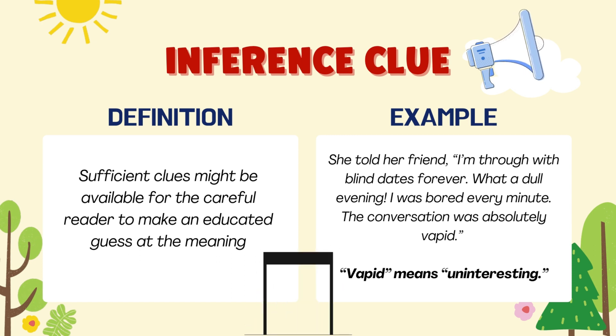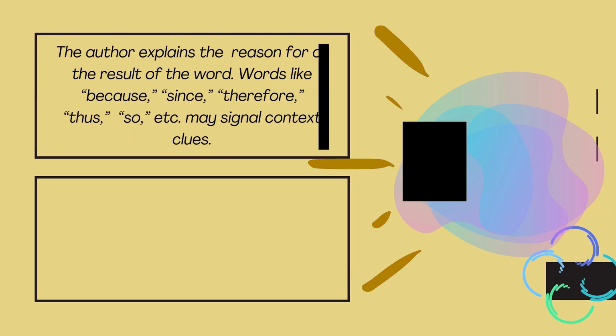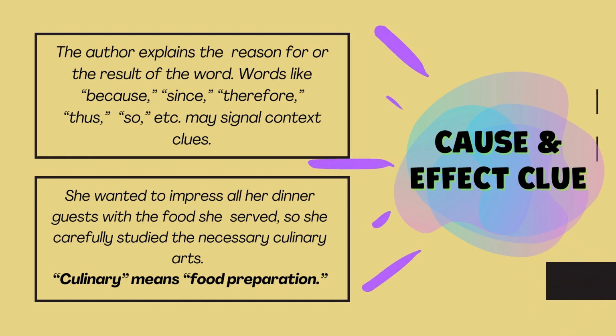Next, cause and effect clue. It's very common. So the author is explaining here the reason for or the result of something else. We have the example. She wanted to impress all her dinner guests with the food she served, so she carefully studied necessary culinary. Let's say culinary is the word, so it's more of food preparation. And we can see there the cause and effect relationship. I hope it is clear.